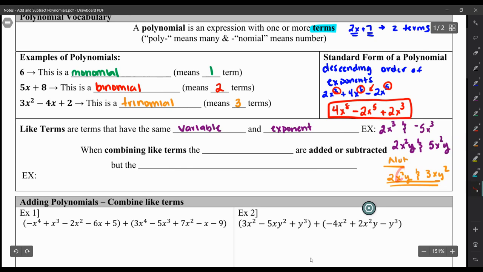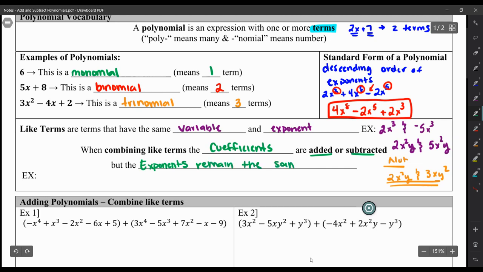This has x squared and this has an x. This has y and this has y squared. So these variables and exponents are not exactly the same, so these are not considered like terms. Now, when combining like terms, we've done this before. Remember that the coefficients, the numbers in the front, are either added or subtracted, but the exponents will stay the same. The exponents remain the same.